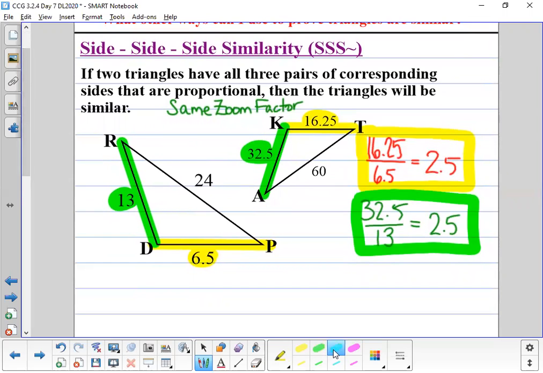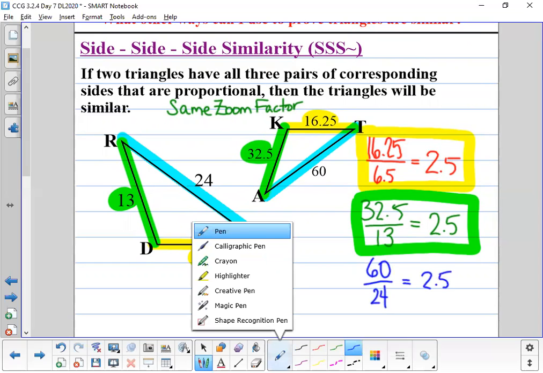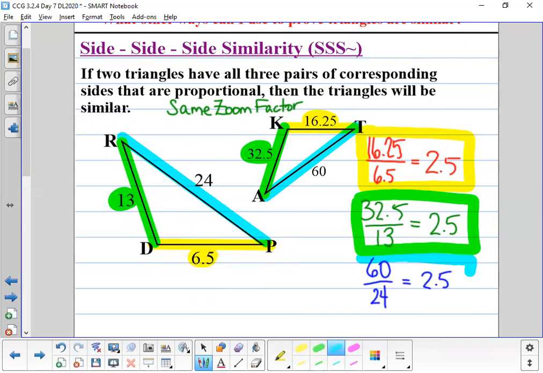And finally, I have my longest side, 24, and my longest side here, which is 60. And if I do the ratio for that one, I would have 60 divided by 24. And again, I put that in my calculator and I get that it is 2.5. So there is the blue highlighted ratio.